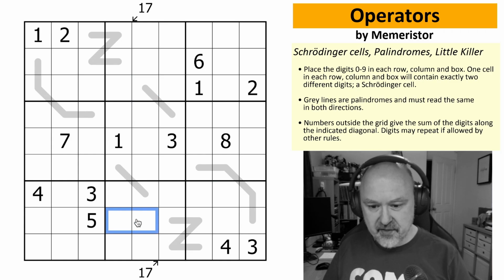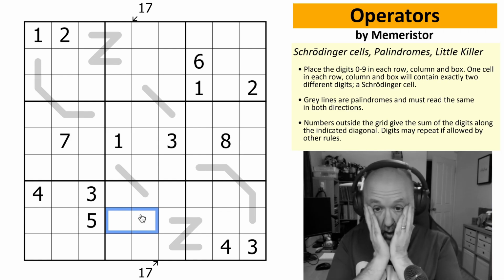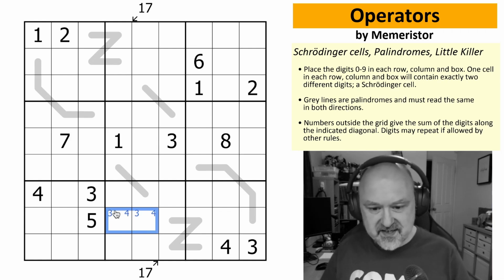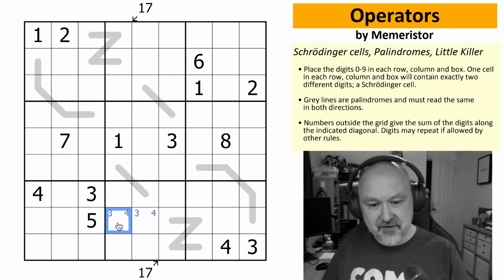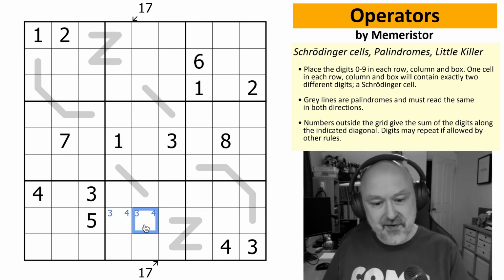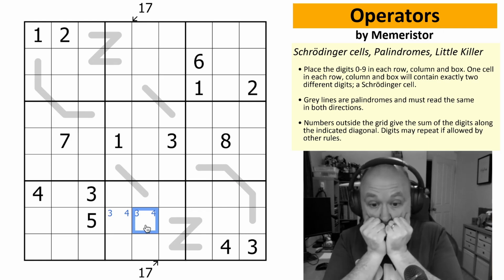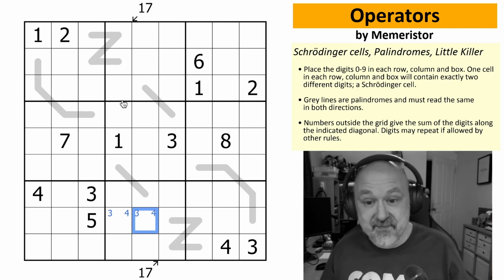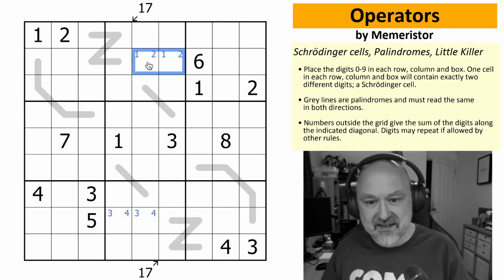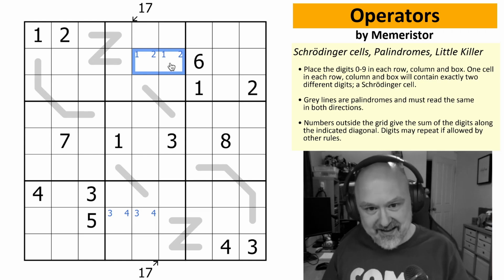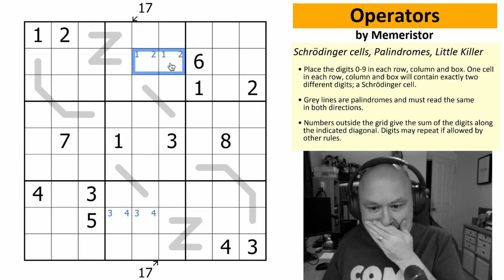So 4 and 3, I'm looking down here straight away. I don't know why I tend to look at the bottom of the grid. 4 and 3 must go in those 2 cells, but I can't lock it in as a 4-3 pair because they could be Schrödinger cells, and I could have 3 2 in here and a 4 there. Oh no. I've got the same up here. 1 and 2 must go into those 2 cells, but I do not know that that's a 1-2 pair. Oh my lord.